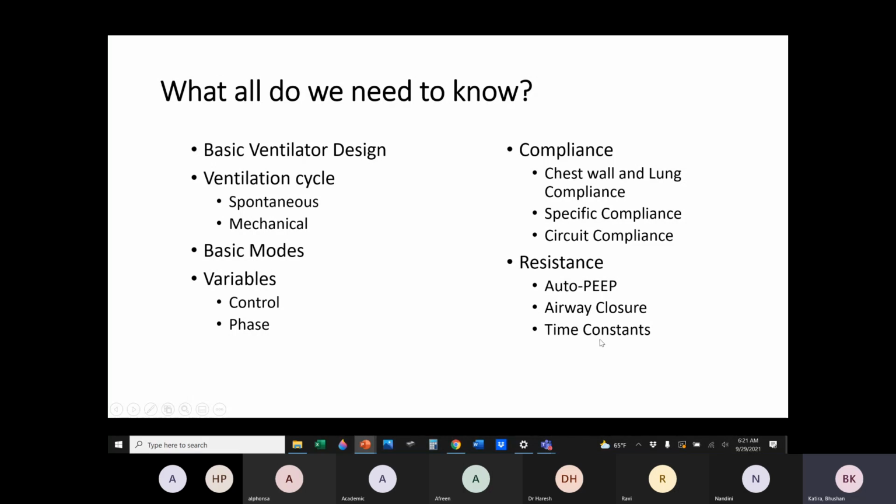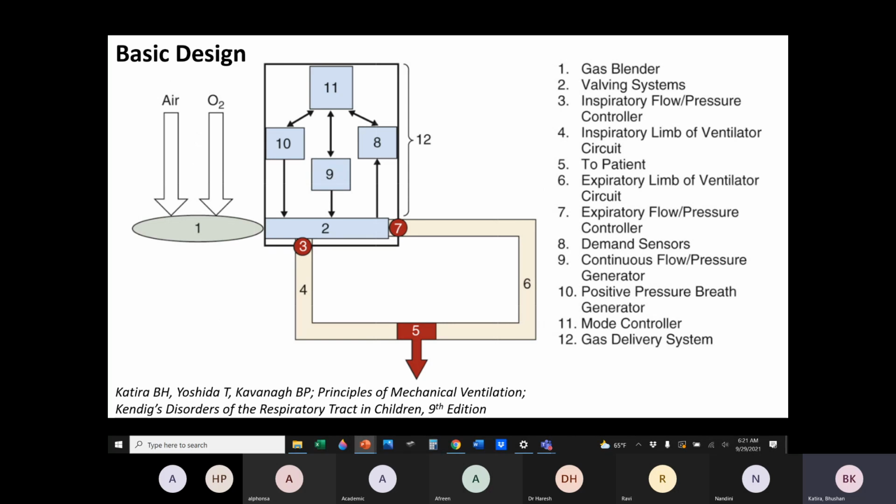So we need to have an idea of what the respiratory physiology is and what the ventilator is. Two things. Central to getting both of these combined is the equation of motion. That is where we will go today. Now here is a small schematic diagram of what a ventilator design looks like.